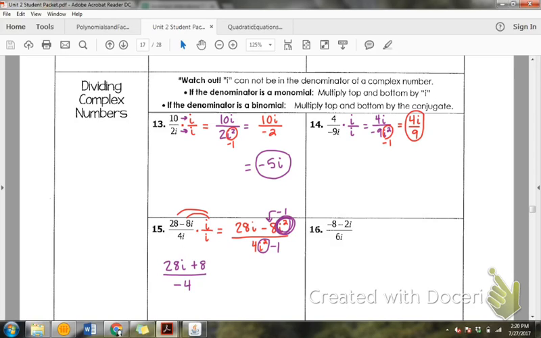Okay? All right, is there anything else I can do to reduce this one? Your 8 and 4. Can I reduce 4 into both 28 and 8? Okay, so let's do that. What's 28I divided by negative 4? Negative 7I. And then what's 8 divided by negative 4? Negative 2. And then you put that over 4, right? Nope, because the 4 is gone. We divided by it, right? We canceled it out.